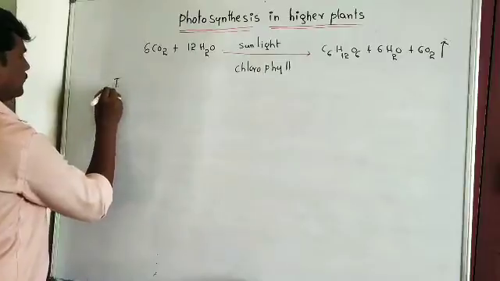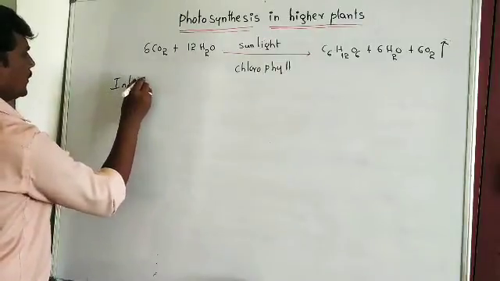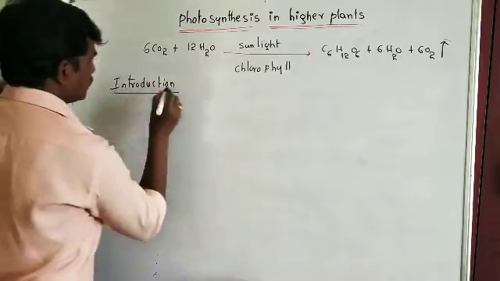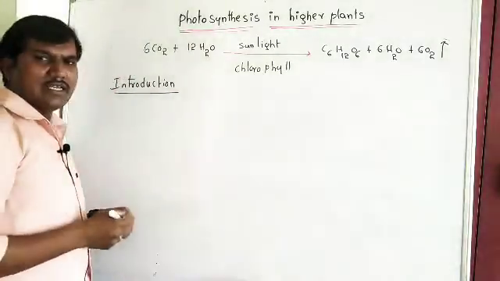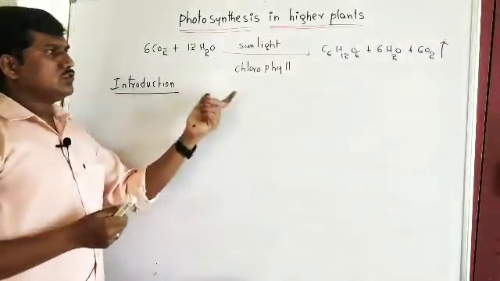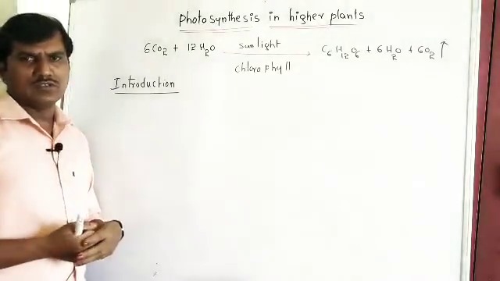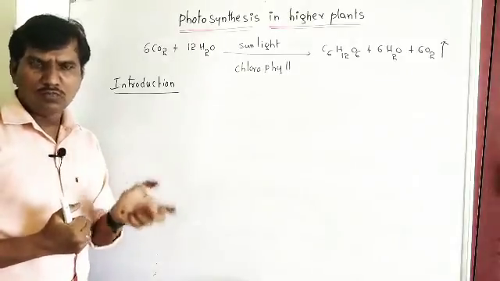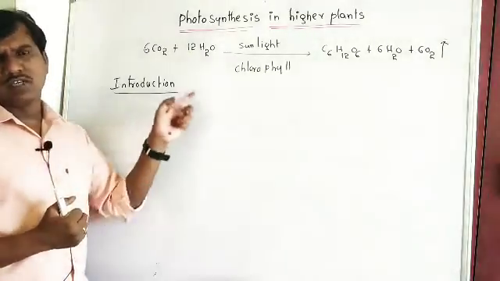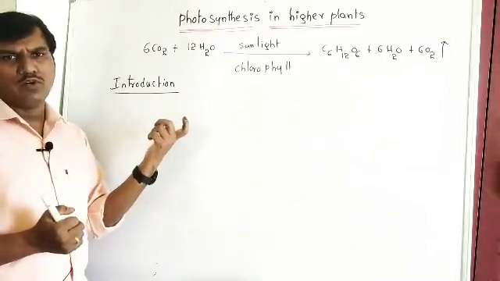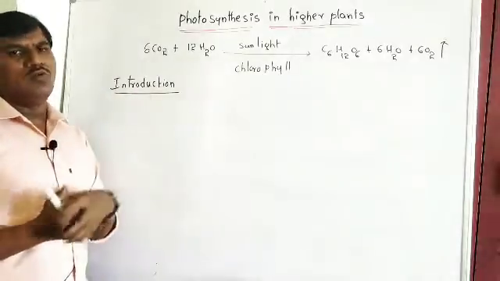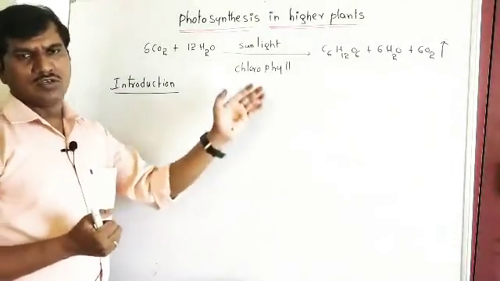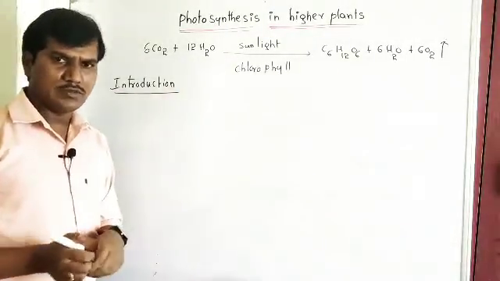Very important. When coming to the introduction of photosynthesis, first we should know the definition of photosynthesis. Photosynthesis is a process in which synthesis of food molecules takes place in the presence of sunlight and chlorophyll, by using simple molecules, that is carbon dioxide and water. In the photosynthesis process, oxygen is also released into the atmosphere.